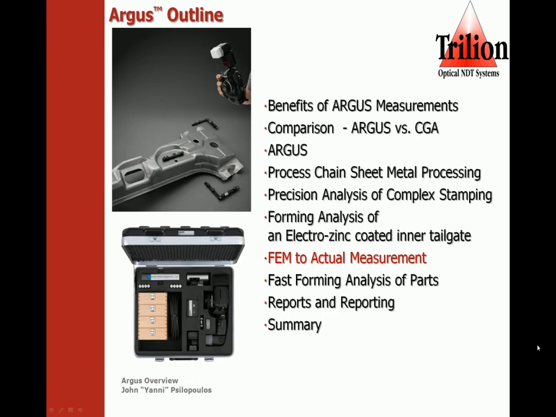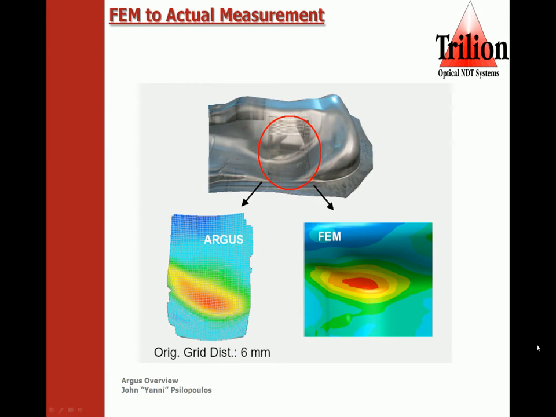The finite element model to the actual measurement. This is showing that the finite element model had predicted where the high stresses and strains were going to be on the part. The actual ARGUS measurement from the actual part showing you the exact same thing. This validates the FEM. This can help you go both ways.